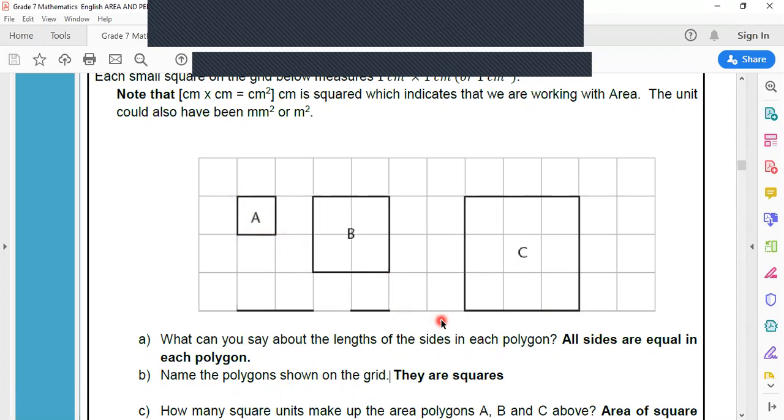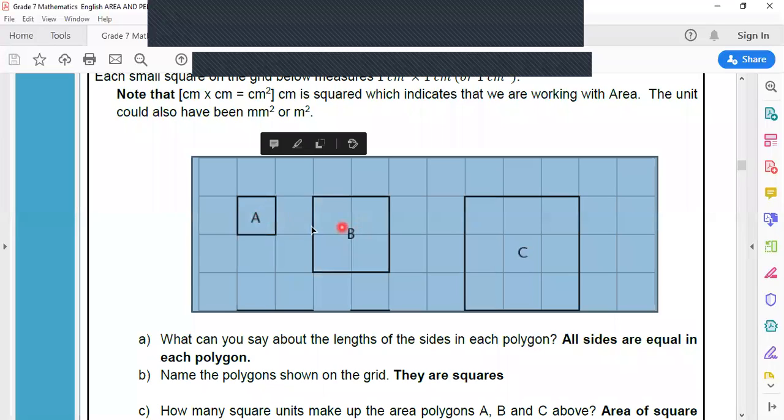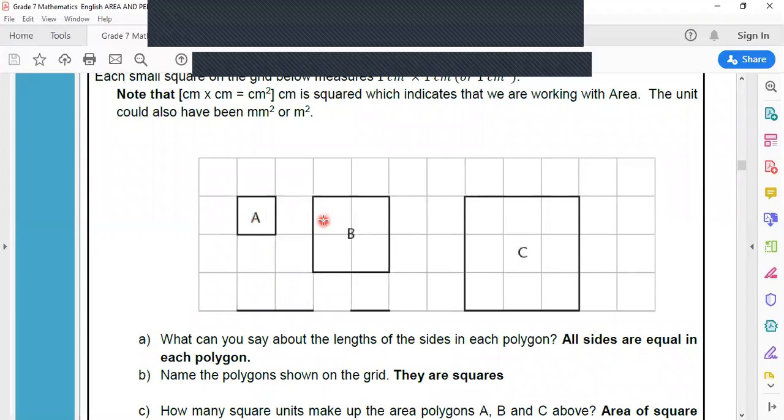How many square units make up the area of the polygons? Okay, so we've got 1, and then this one is 1, 2, 3, 4, and this is 1, 2, 3, 4, 5, 6, 7, 8, 9. Okay, so that's about the blocks, the little square units that make it up.